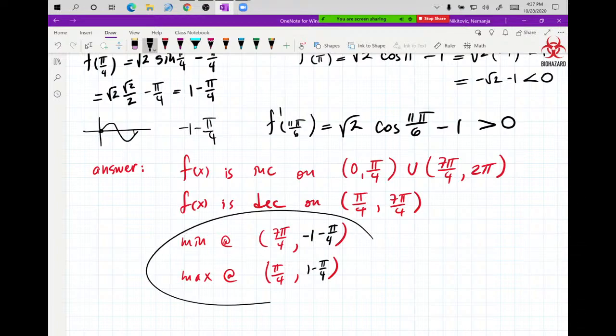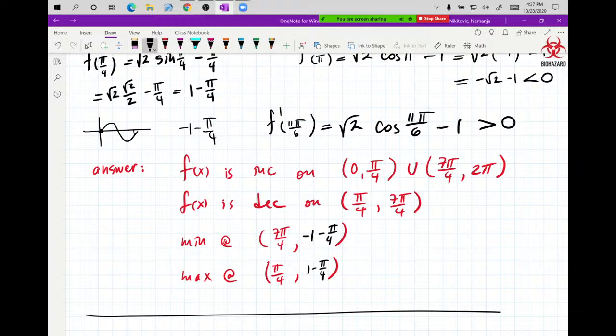And as I said, you get this for free, because as soon as you figure out what the increase and decrease are, then the min and max have to follow and plug in there. All right, let's take a look at one more problem. And then we are going to switch to the second derivative test for concavity. It's a little bit longer section.